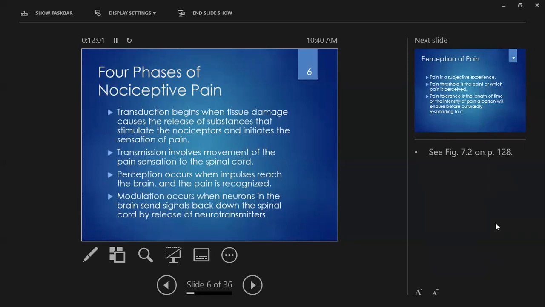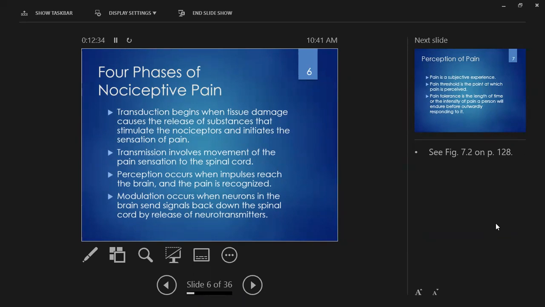4 phases of nociceptive pain. So we're talking about the pain that is actual pain. There's no issue with the transmission of the signal, right? The first phase is transduction. It begins when there is tissue damage, and that causes the release of substances that will stimulate those nociceptors and initiate the sensation of pain. So first phase, transduction. The pain happens, the injury happens, and the nociceptors are stimulated, okay?